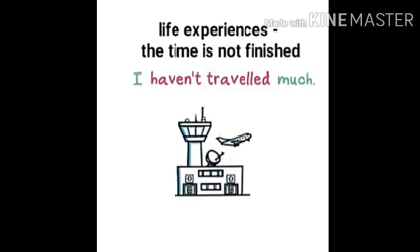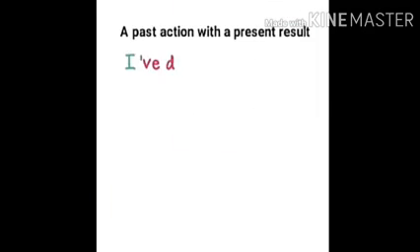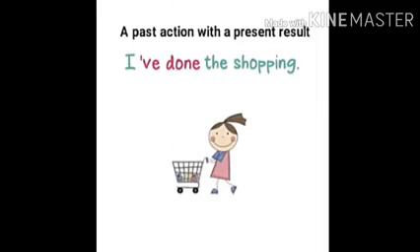So the present perfect is also used when a past action has a present result. So in this case, we've got, I've done the shopping. This means you did the shopping in the past, the recent past, and it's a completed action, but the result is that you now have food. So it has an impact or result in the present.